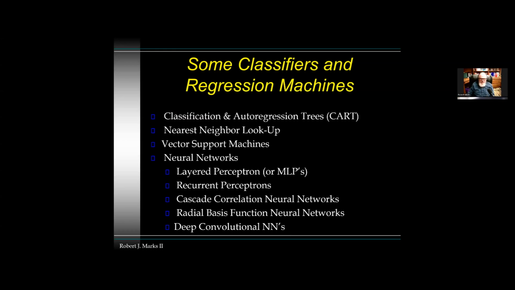Cascade correlation neural networks, radial basis neural networks, deep convolutional neural networks, and the idea is applied also in GANs, diffusion models, and transformer models such as Grok and ChatGPT.